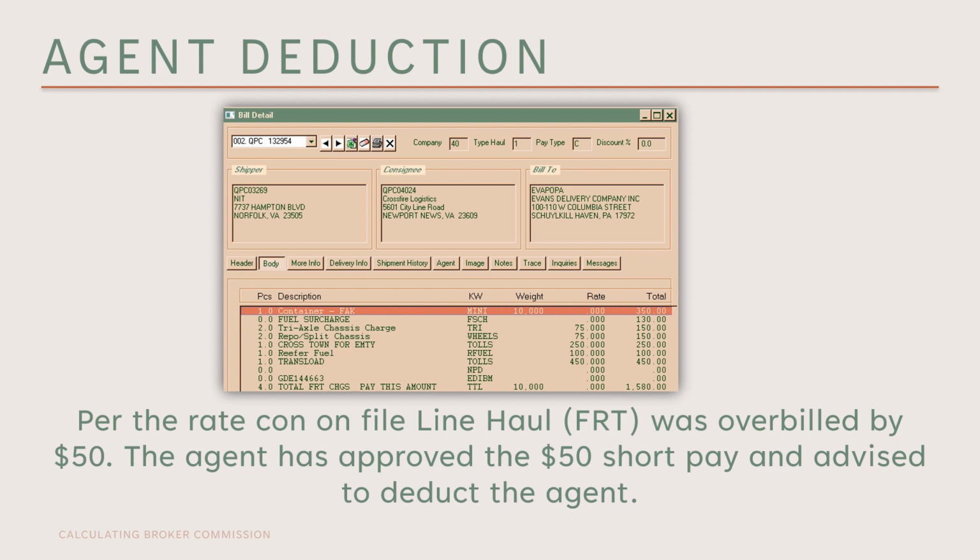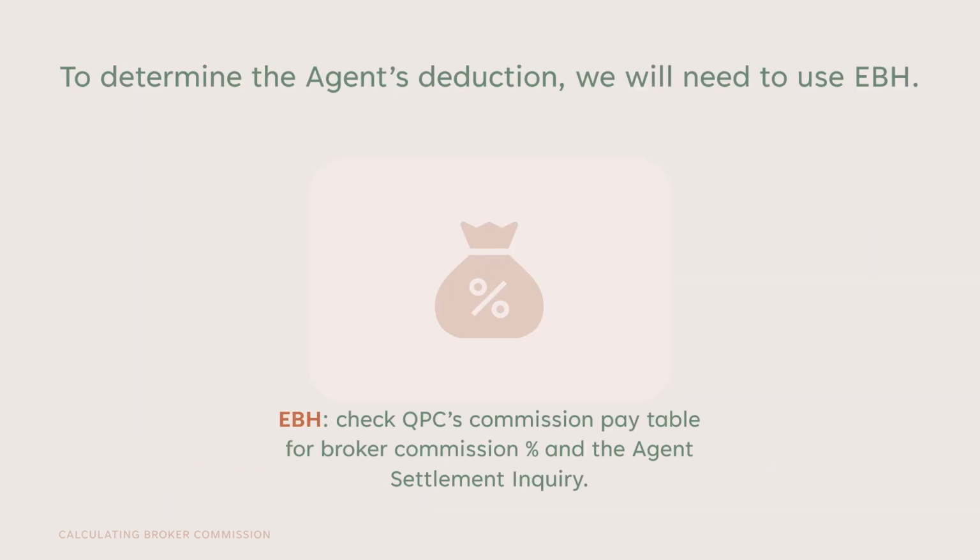In our next example, per the rate con on file, line haul was overbilled by $50. The agent approved the $50 short pay and advised to deduct the agent. To determine the agent's deduction, we'll need to use EBH. We will log in to check QPC's commission pay table for their broker commission percent and the agent settlement inquiry.